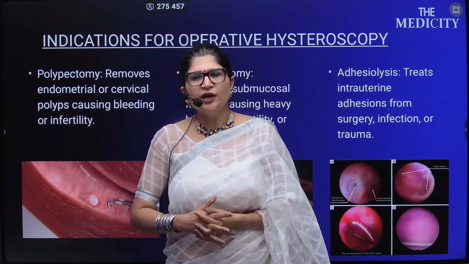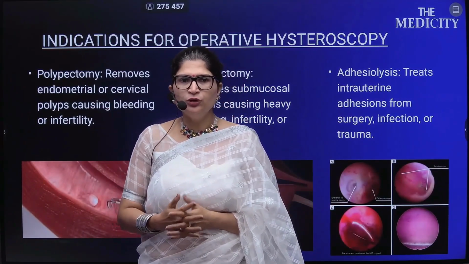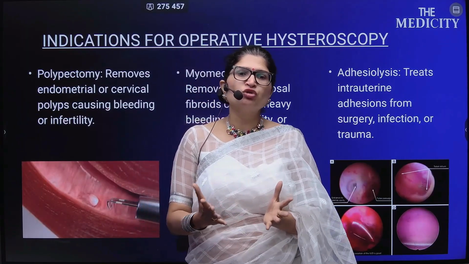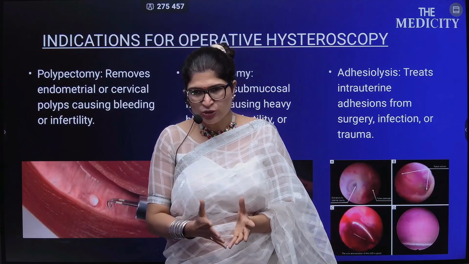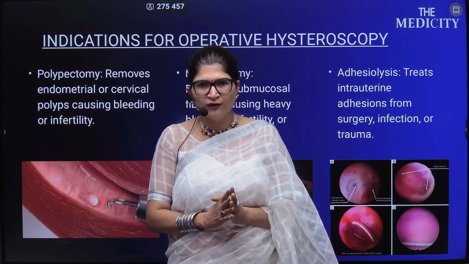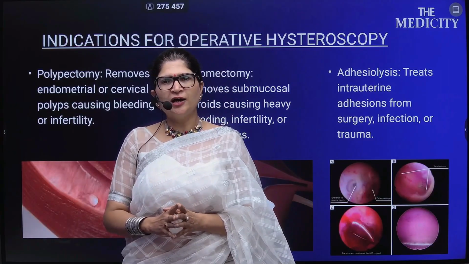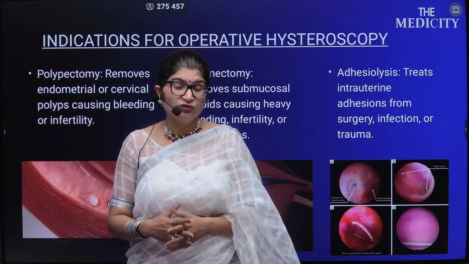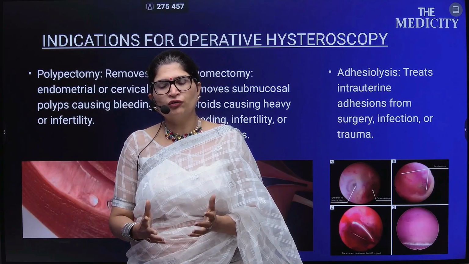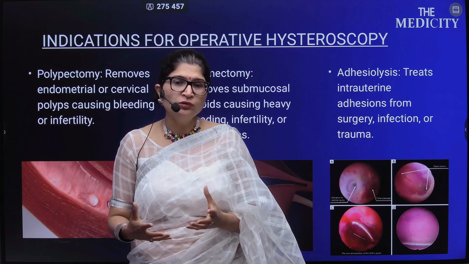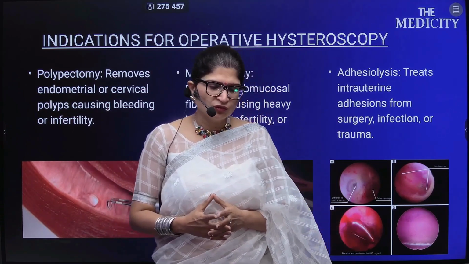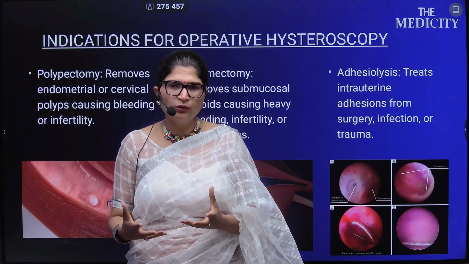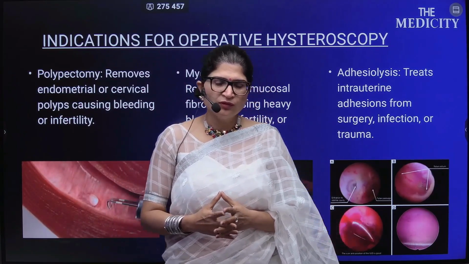So, the various indications for operative hysteroscopy: it can be used to remove the cervical polyps, where the procedure is known as polypectomy. It can be used to remove the myomas, which is known as myomectomy. Only the submucous myomas, which are causing heavy bleeding or infertility or miscarriages, are an indication for myomectomy. Adhesiolysis, to treat the uterine adhesions from surgery, infection, or trauma, there might be adhesions which can be broken down. Adhesiolysis can be performed with the help of the hysteroscope.